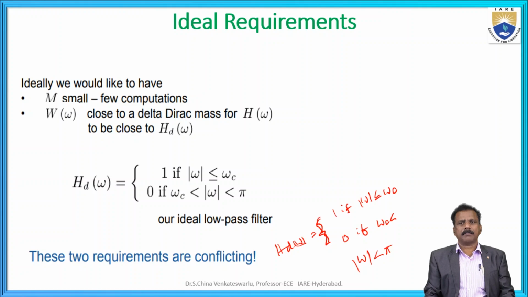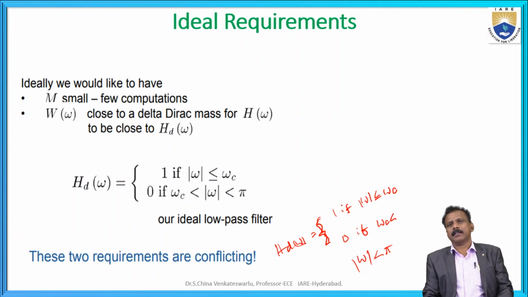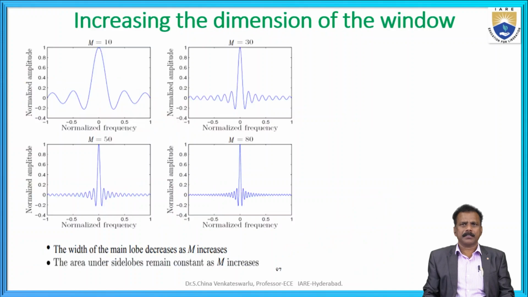If it is a high pass, band pass or band stop filter, it varies, and we utilize the corresponding ideal response. These are the ideal requirements for designing our FIR filter. These two requirements conflict, so how do we avoid this? Here, by increasing the dimensions of the window.